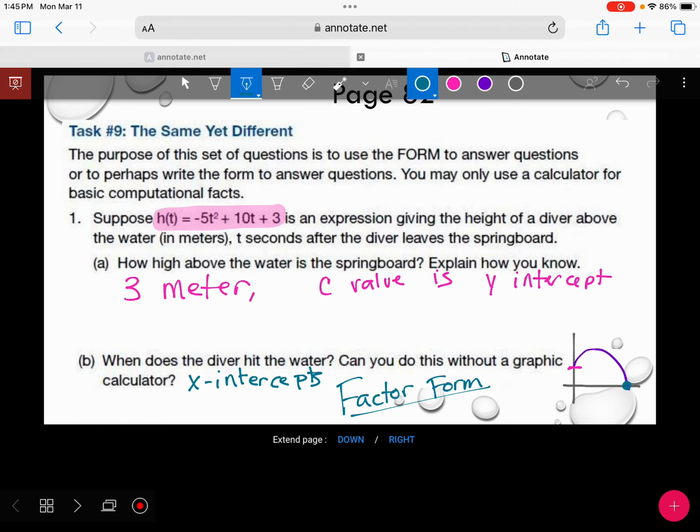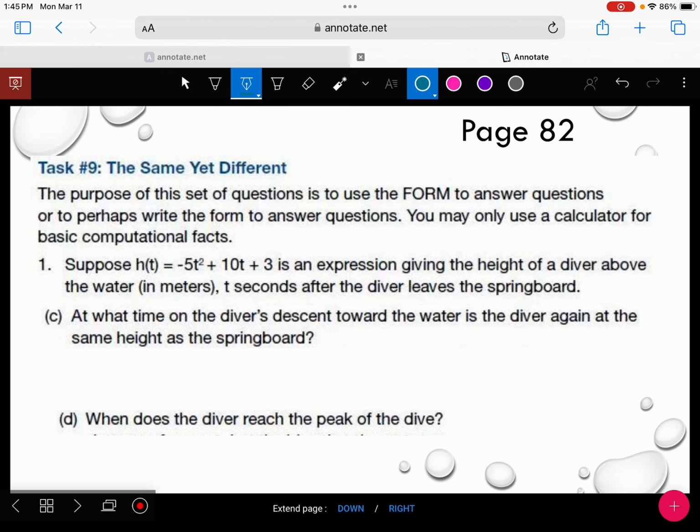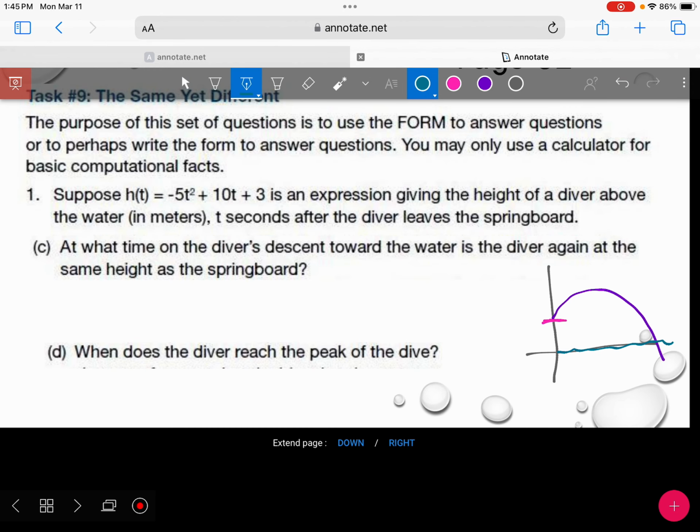So then we're going to look at part C and think about it slightly differently. At what time, so if we think about my little sketch over here, we had our 3-meter springboard. There's our dude. And this is our water. How could we figure out at what time the diver is again at the same height as the springboard? Not saying figure it out, saying how could we figure it out?